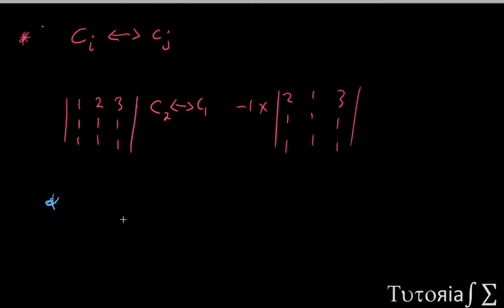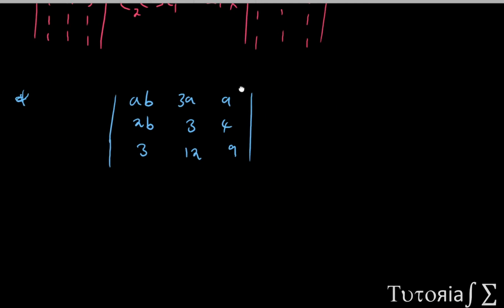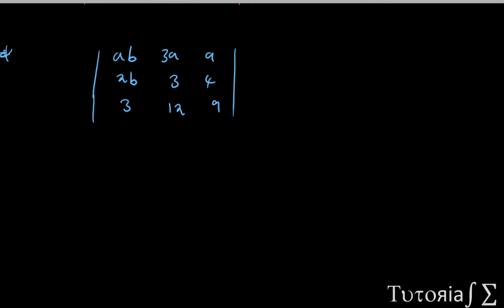If there are any common terms in the entire row or in the entire column, we can factor out those terms. So for instance, if we have A, B, then A, then maybe we have 2B, 3, 4, then maybe we have 3, 12, and 9. Okay, so suppose we have that. Maybe here, let me put 3 here. So suppose we have that, and we see that there are common terms in a row or in a column.